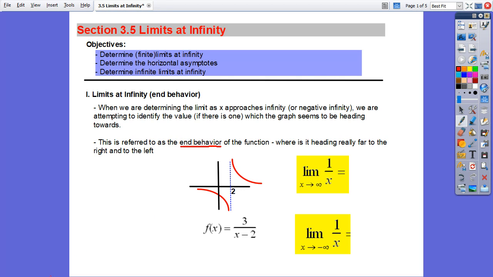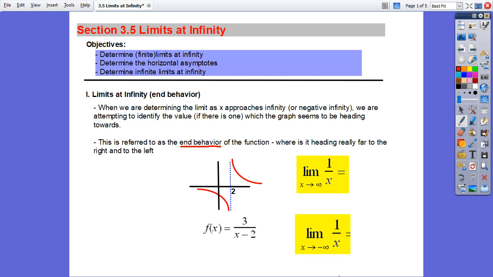And so end behavior, we tied in pre-calc to horizontal asymptotes. Here, we're going to use limits to determine end behavior, but it's going to be the same. It's going to be tied with horizontal asymptotes as well. And that's what you can see in our second objective. So when we're determining the limit as x approaches either infinity or negative infinity, we're attempting to identify the value at which the graph seems to be heading towards. So is it flattening out to some y value, in other words?